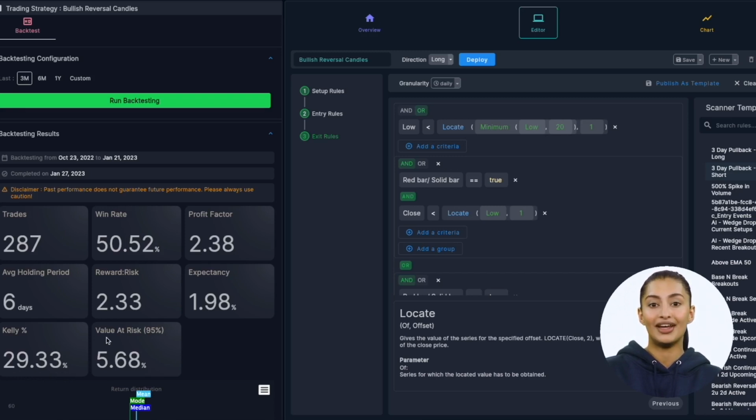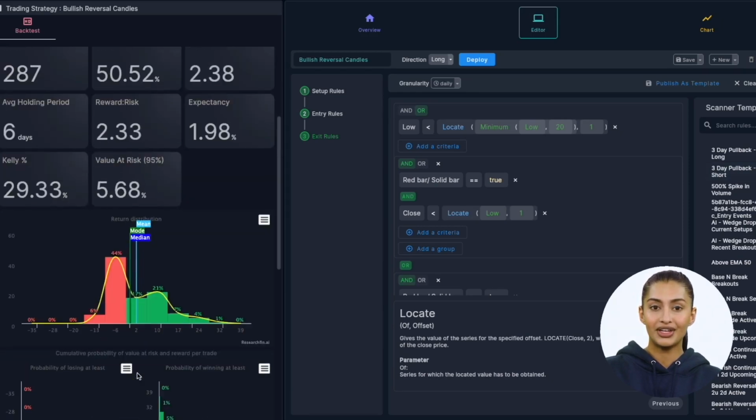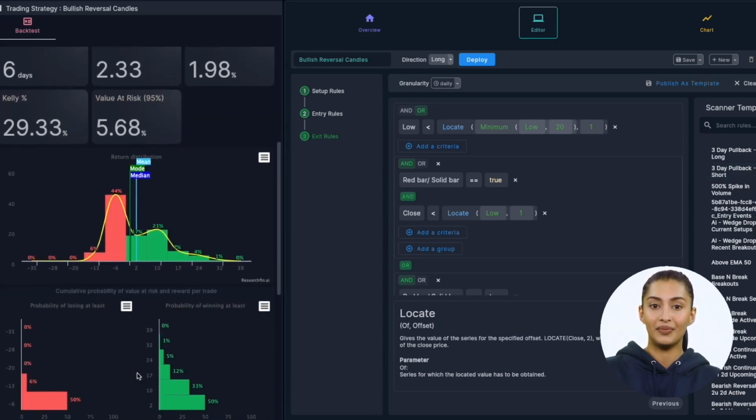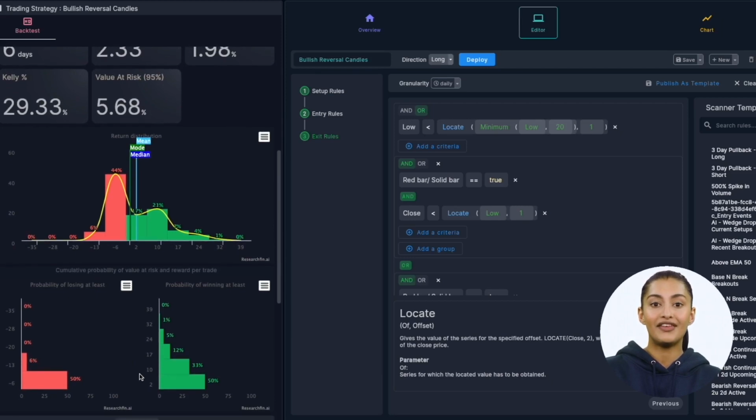The value at risk for 95% shows the maximum loss per trade seen on 95% of the trades in that period. This is also a measure of the expected risk level seen in any trade of this strategy. Researchfin.ai also shows the probability distribution of the returns seen. This helps get a visual idea of what to expect in the trades.